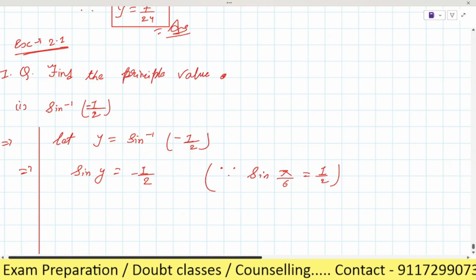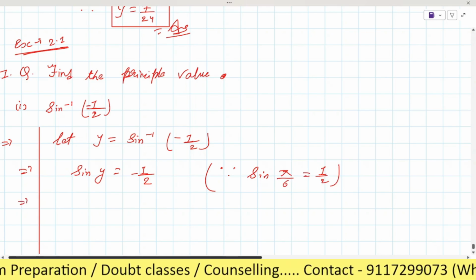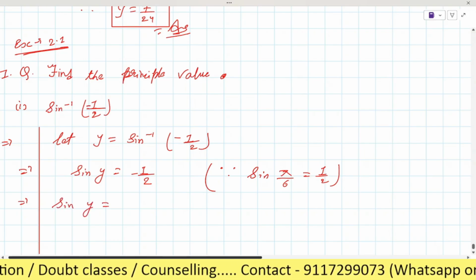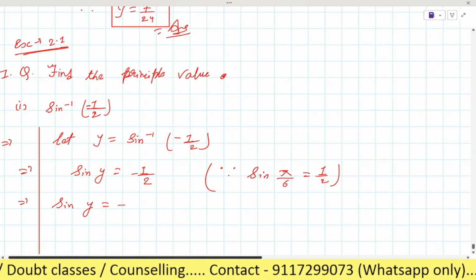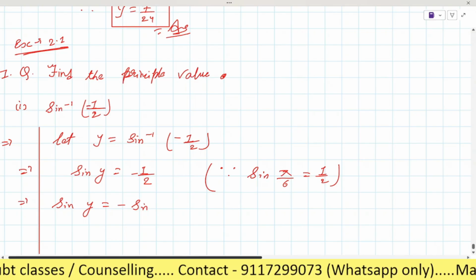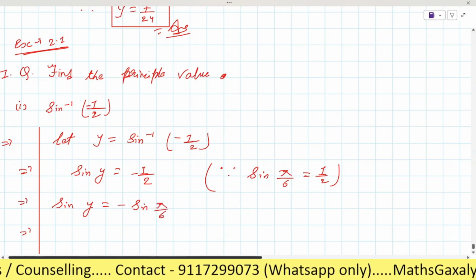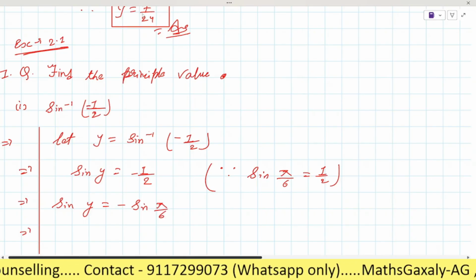In the place of 1 by 2 we can write sine pi by 6. So sine y is equal to minus, in the place of 1 by 2 we can write sine pi by 6, right? So y is equal to minus pi by 6.